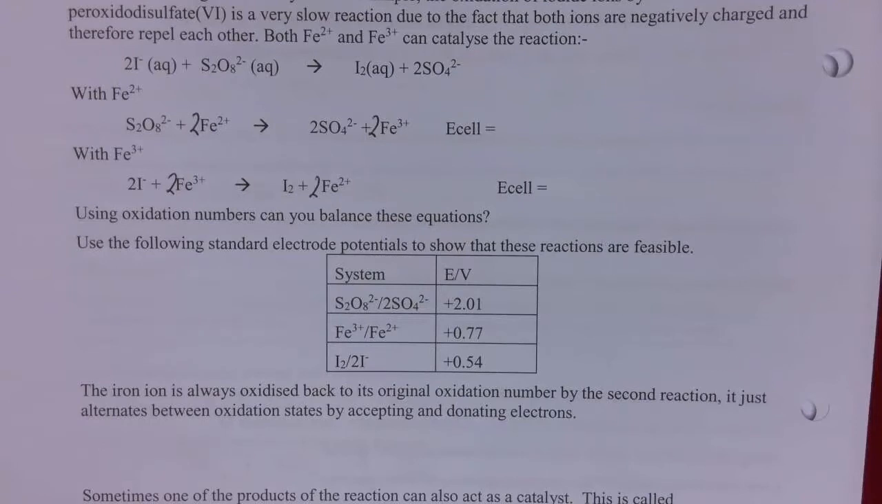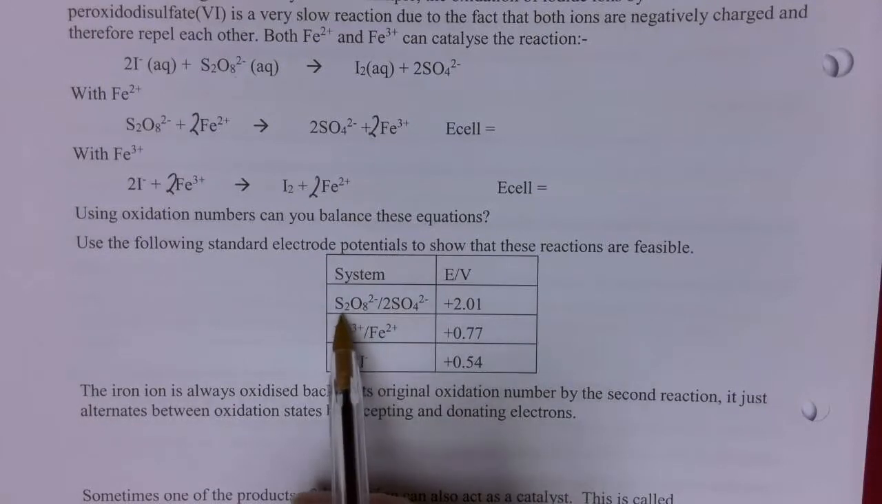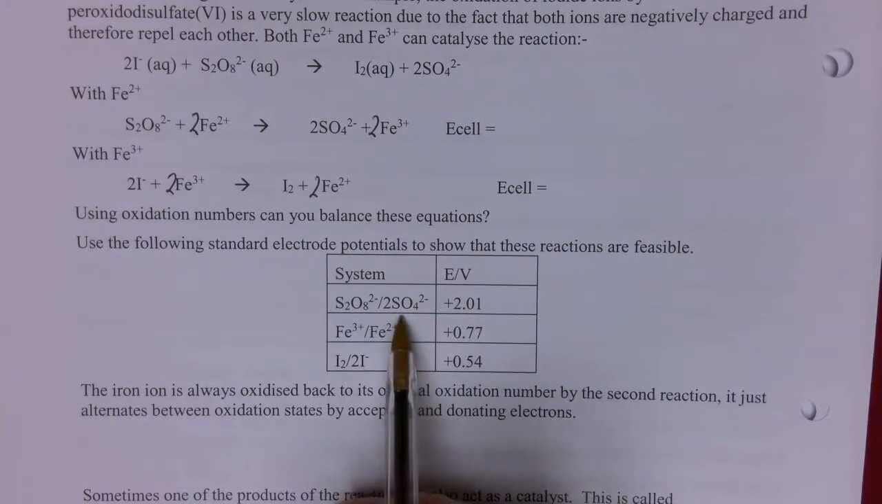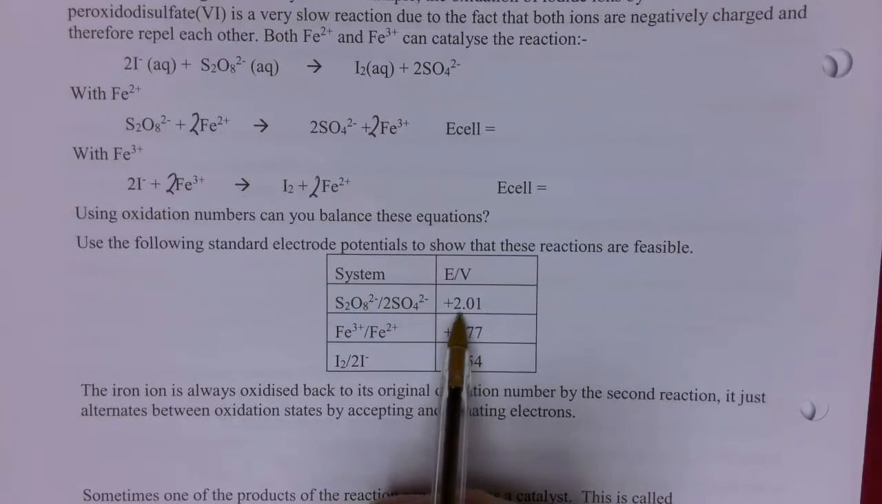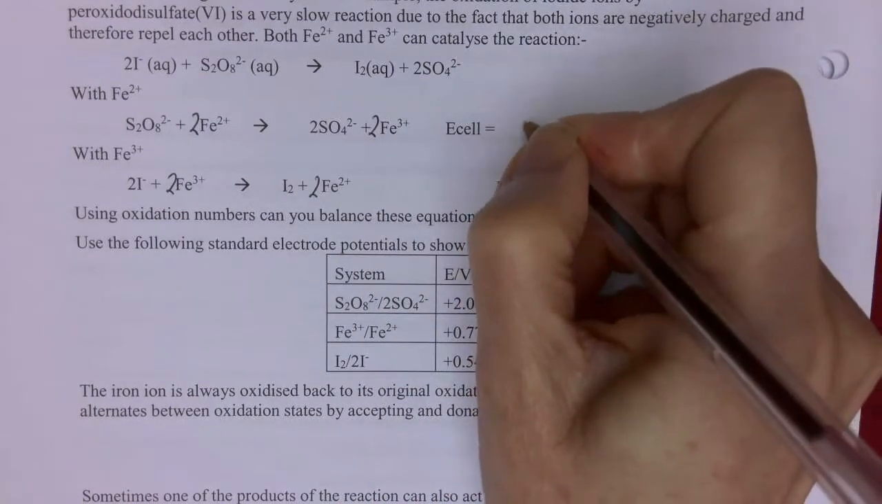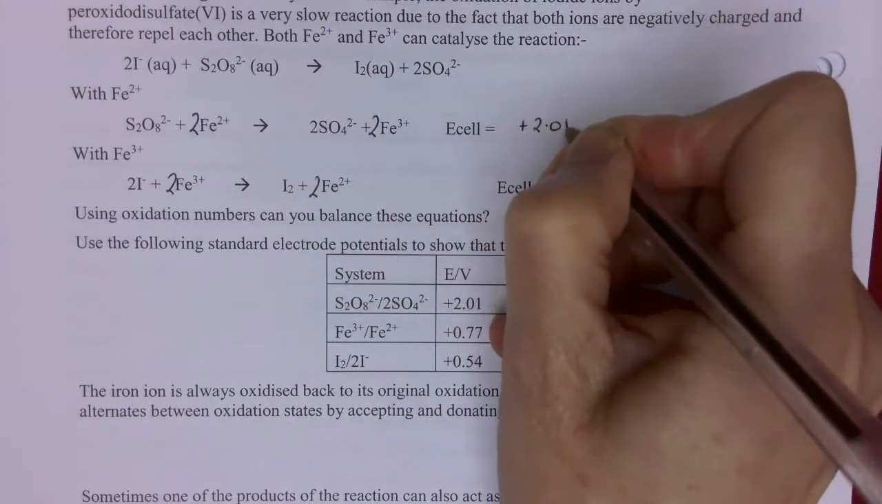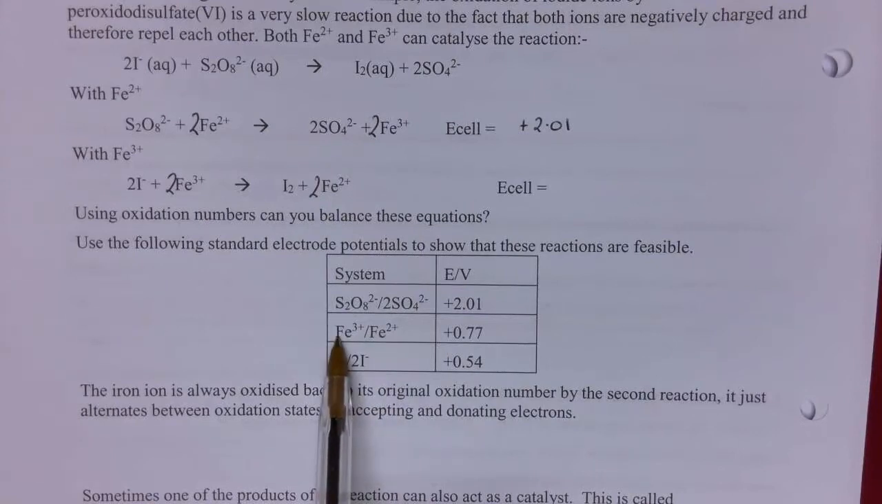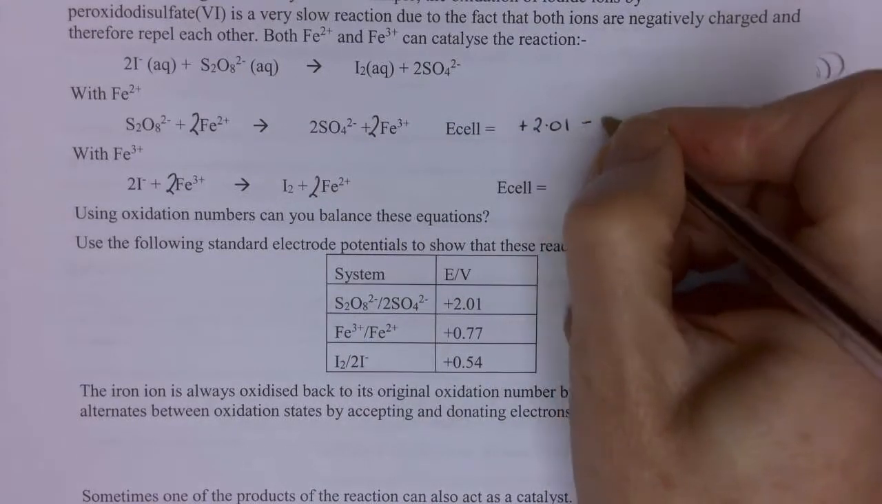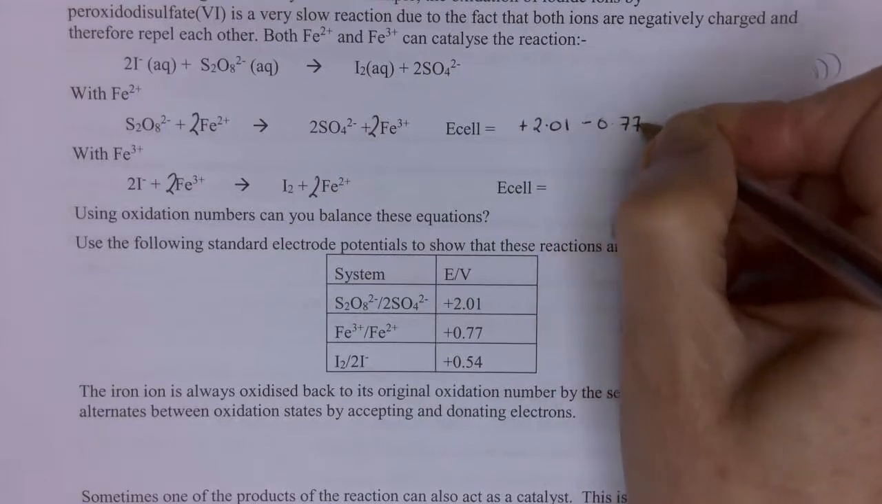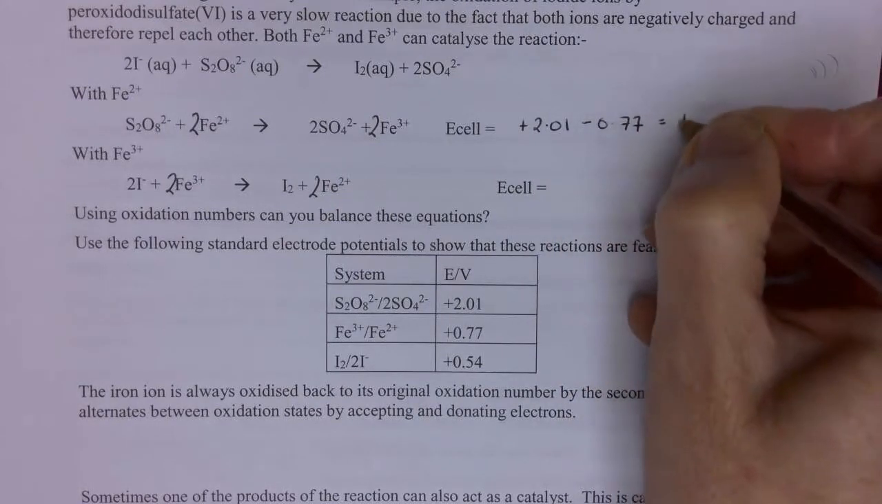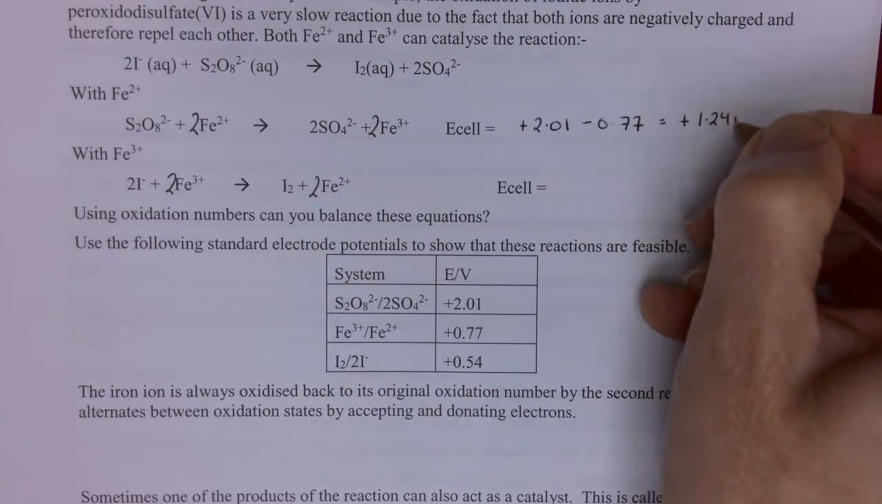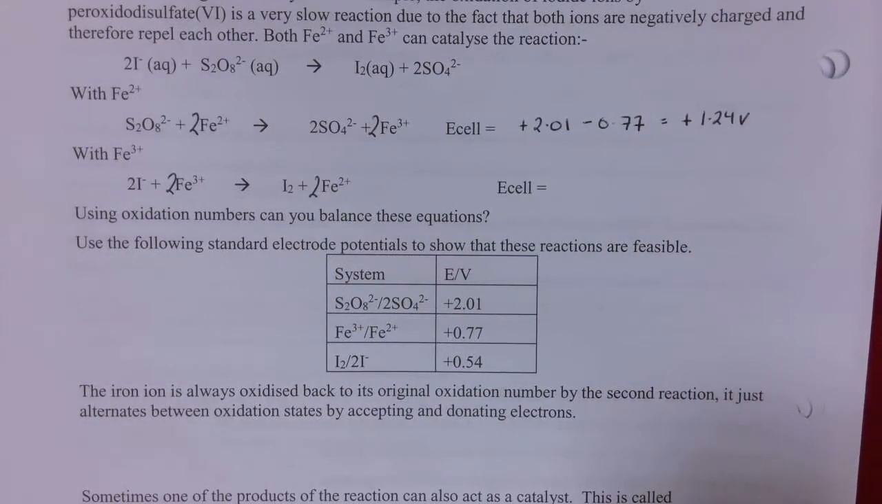Now I just want to work out whether or not these reactions are feasible, and I can do that by using the E cell values. So I know that S2O8 2- being converted into SO4 2- has a value of plus 2.01. The Fe2+ is going to Fe3+, so this is the reverse of this reaction, so that is minus 0.77, but that still comes out as a positive number, plus 1.24 volts. So that reaction is feasible.